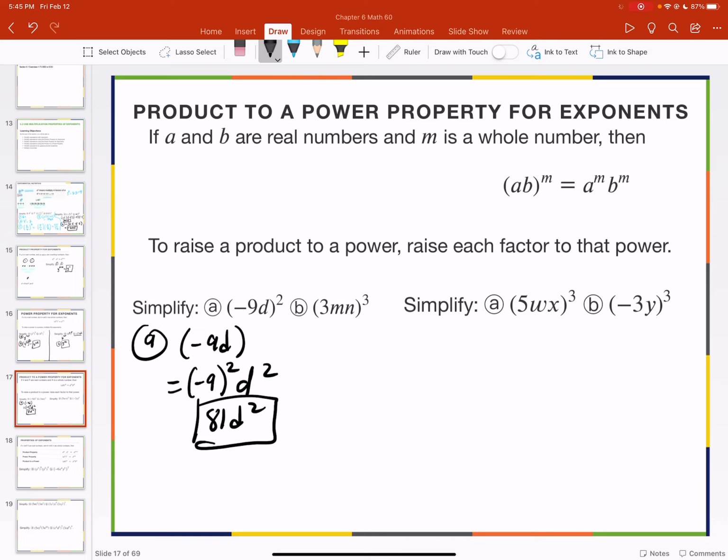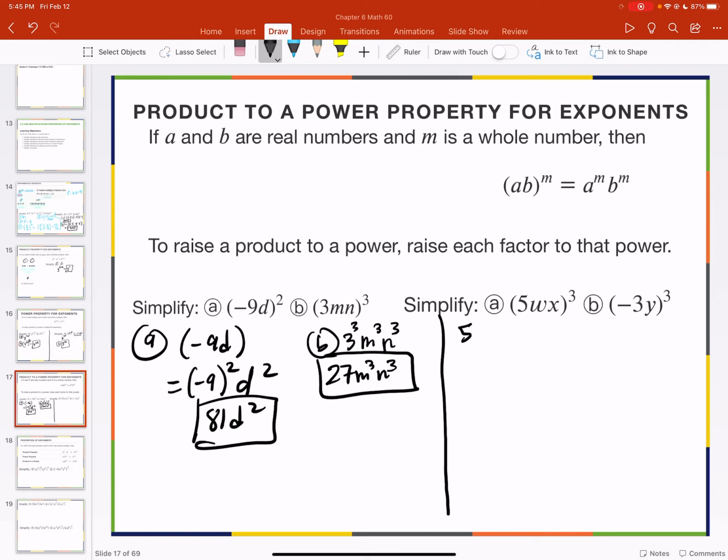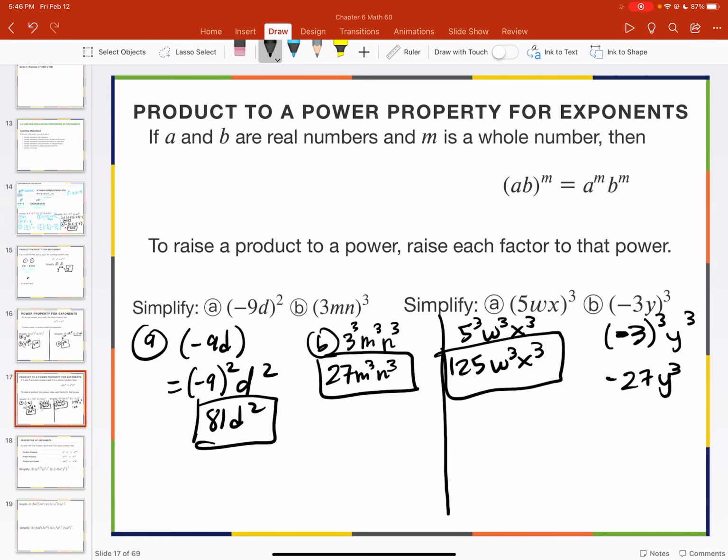Okay. So for B, we have here 3mn. That's going to be 3 cubed, m cubed, n cubed. So that's going to be 27 m cubed, n cubed. Okay. The next one is 5wx raised to the power 3. So that's 5 cubed w cubed x cubed. That's going to be 125 w cubed x cubed. Okay. And then the next one, negative 3 to the power 3 y cubed. So that's going to be negative 27 y cubed.